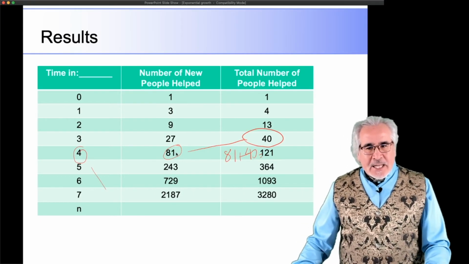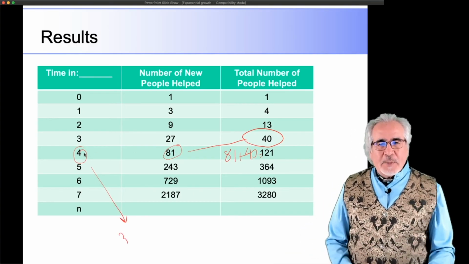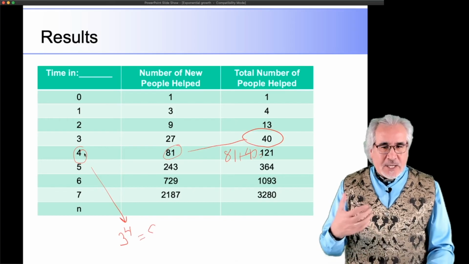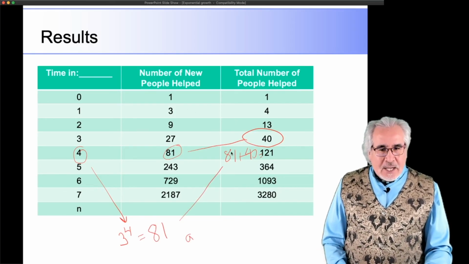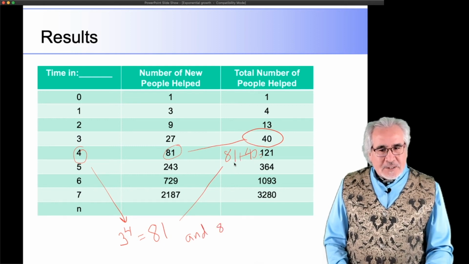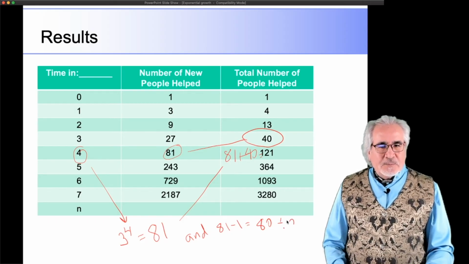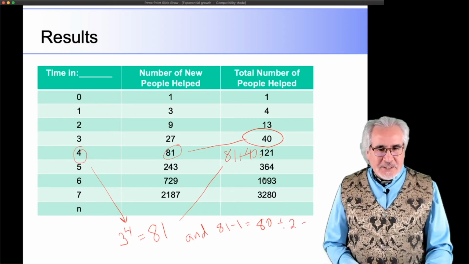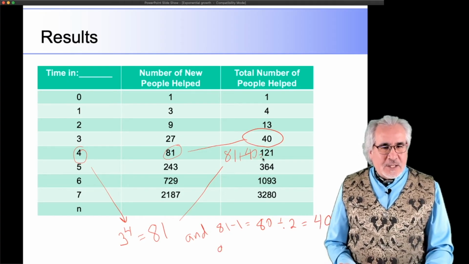We can see that I got the 81. How did we get that? We took 3, raised it to the 4th power. That gives us 81, so now we're starting to get that formula. And how could we get the 40? Well, if you've got the 81, you subtract 1 from it, so 3 to the 4th minus 1, and then divide it by 2, that will give us our 40. And so then we take 81 plus the 40, we get the 121.